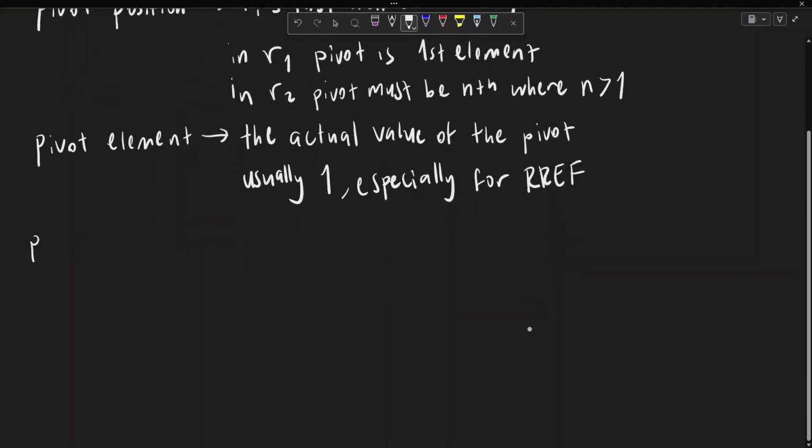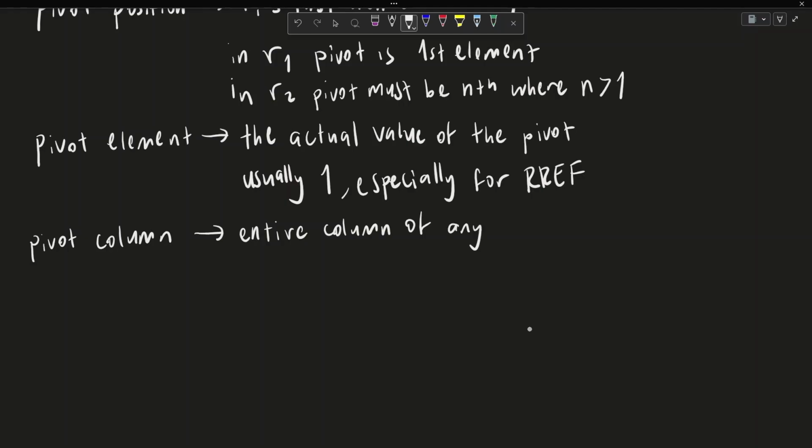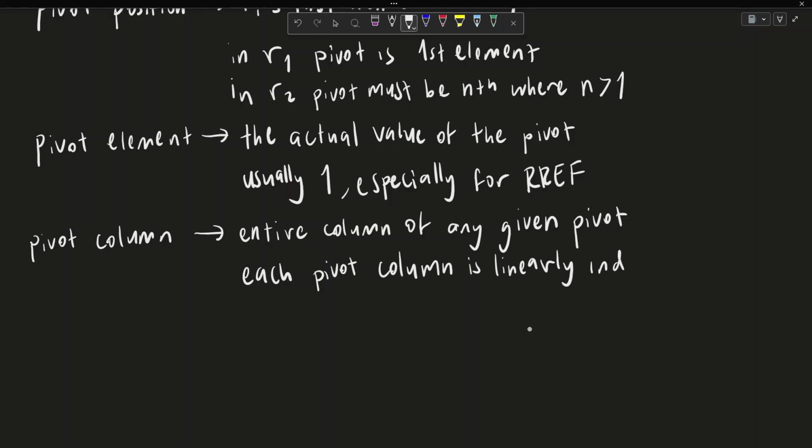Finally, we have the pivot column. So the pivot column represents the entire column where any given pivot is. Now this is important because each pivot column is linearly independent. So what does this tell us? This tells us that if we create a new matrix that only contains all of the pivot columns that are in our original matrix, we can, in theory, create the same number of linear combinations as using the original matrix. But now we have less information that's being used to get to the same number of possible linear combinations.